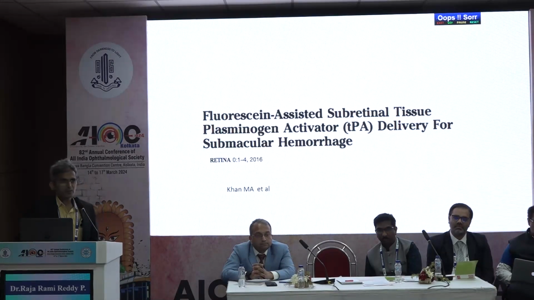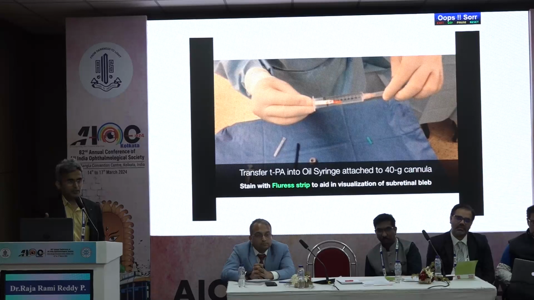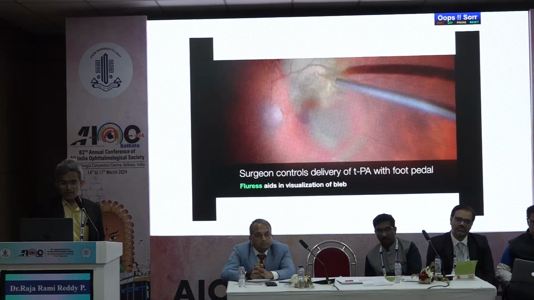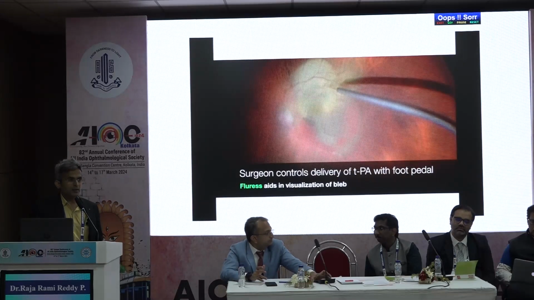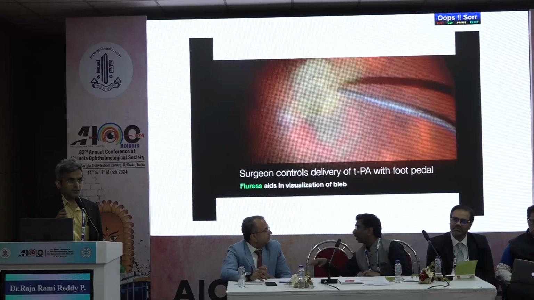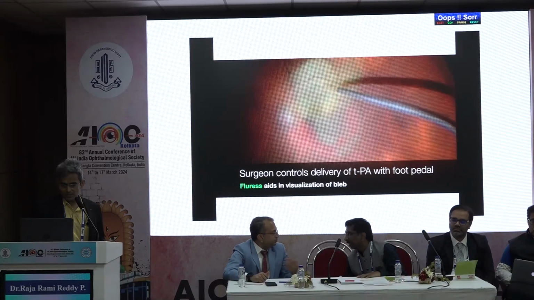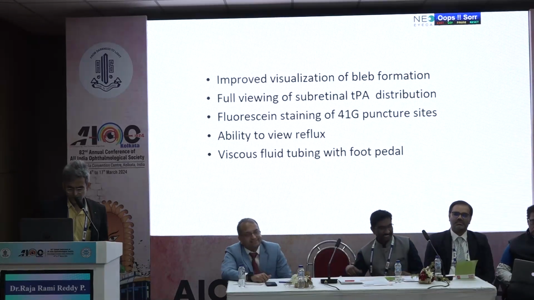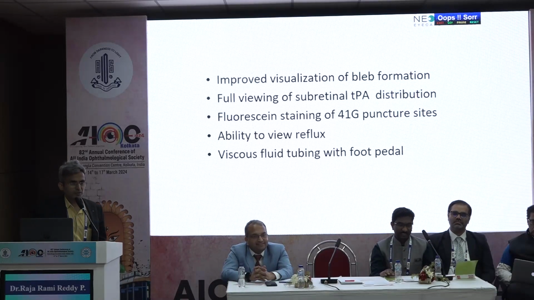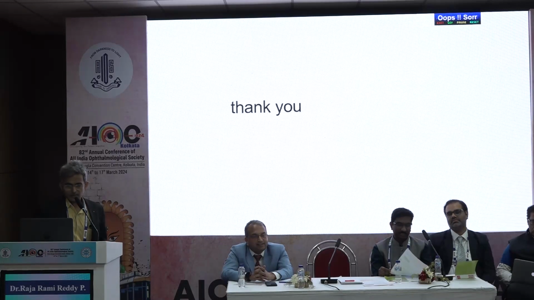The other way is, if you're a beginner and you're not sure whether you want to visualize the bleb, whether it's actually going inside or not, you can stain the drug TPA with a fluorescein strip, and then inject. While injecting, you can have a look at the bleb that is being created, and be happy that it has reached the correct destination where it is intended to be. Improved visualization and also the ability to review the influx. Thank you.